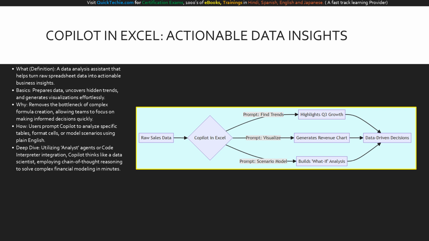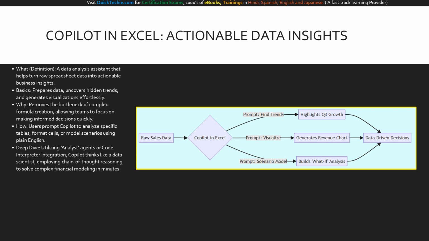Look at this flowchart to see how Copilot in Excel transforms raw data. On the left, we have a massive set of raw sales data. Instead of manual manipulation, it flows into Copilot. From there, you have 3 distinct paths based on natural language prompts. You can ask it to find trends, resulting in highlighted growth metrics. You can ask it to visualize, which instantly generates charts. Or you can ask for a scenario model, creating complex what-if analyses. All these paths converge on the ultimate goal, enabling your team to make fast, data-driven decisions without needing a degree in advanced statistics.